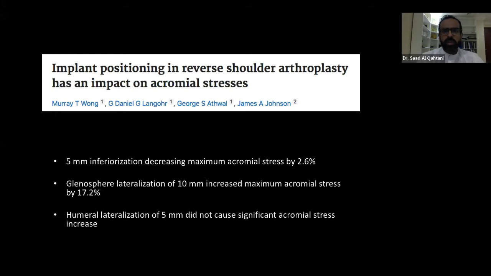Lastly, when we talk about acromial stress, by changing the biomechanics, the lateralization, changing the neck shaft angle, what's the effect on the acromial stress? The group with Athwal showed that 5 millimeters of inferior or distal implantation on the glenoid side decreased the maximum acromial stress by 2.6. And if you lateralize by 1 centimeter, you increase the acromial stress by 17%. They noticed that humeral lateralization did not have any significant effect on the acromial stress.